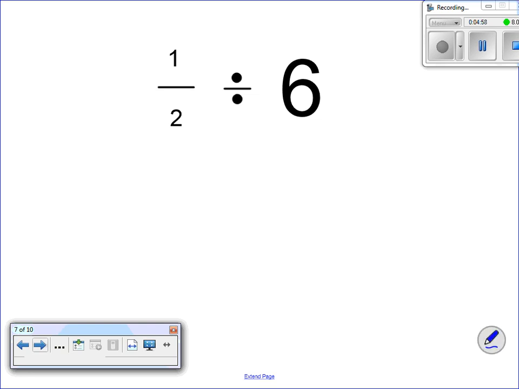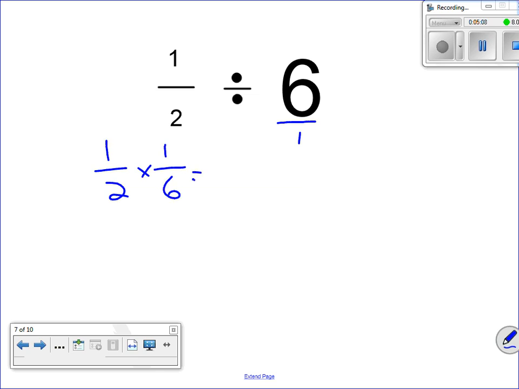Let's take a look at this problem. Finding the reciprocal. Half divided by 6. So we're going to go half times the reciprocal, 1/6, equals 1/12. Okay, how many halves are in 6? The answer is not 3, it is 1/12. Let's take a look at another one here.